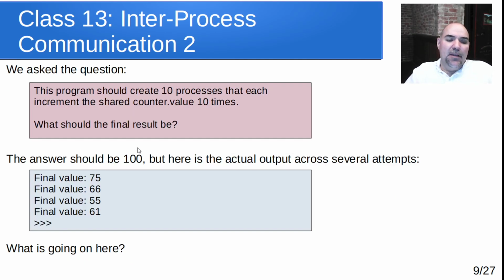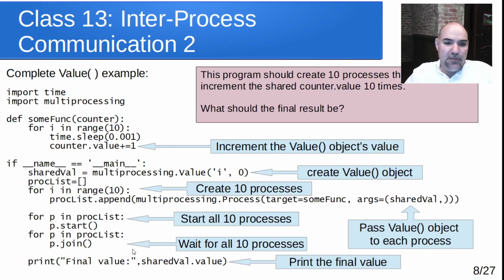Now, you would expect that with 10 processes, each incrementing 10 times, we should get an answer of 100. But here is the output when I ran it. It never came out to be 100. So what's going on there? And the answer is that these shared variables don't have any synchronization around them. They're really just shared memory, just like a shared variable would be in a thread. Just because they're in processes doesn't mean that it can do that.